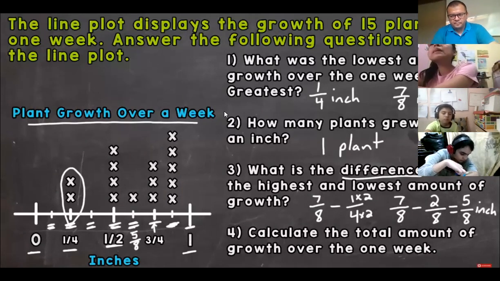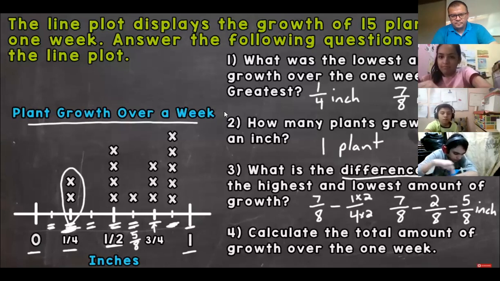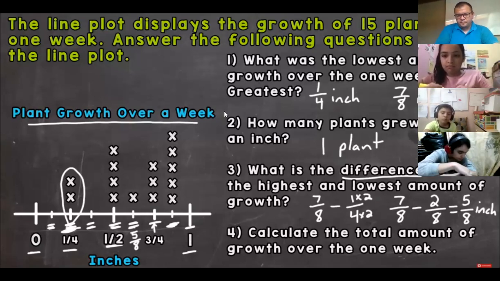Let's start with 1/4. We'll go in order here. So we're going to start right here. And we have 2 plants that grew 1/4 of an inch. So that would be 1/4 plus 1/4. So that's 2/4 of an inch so far we grew.